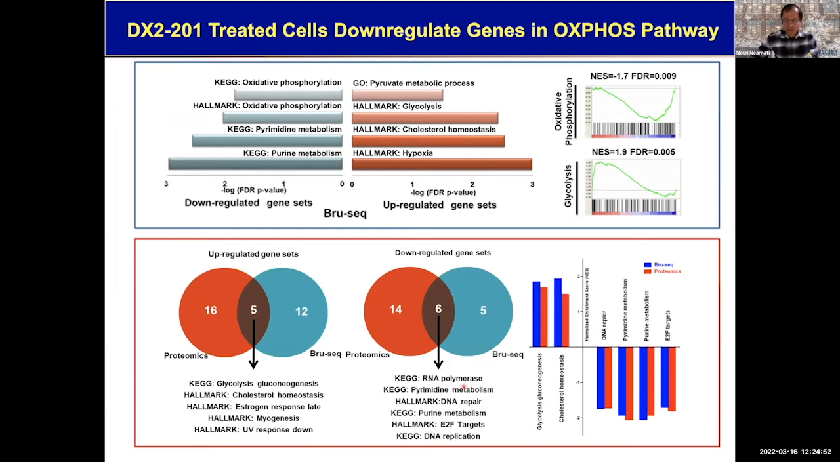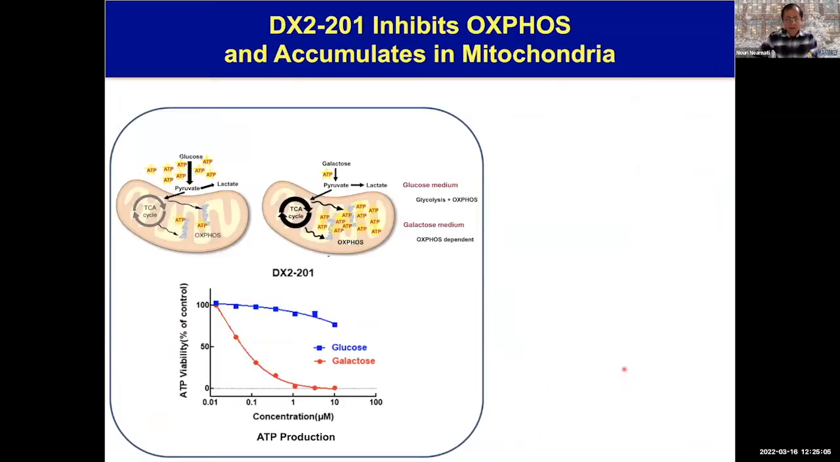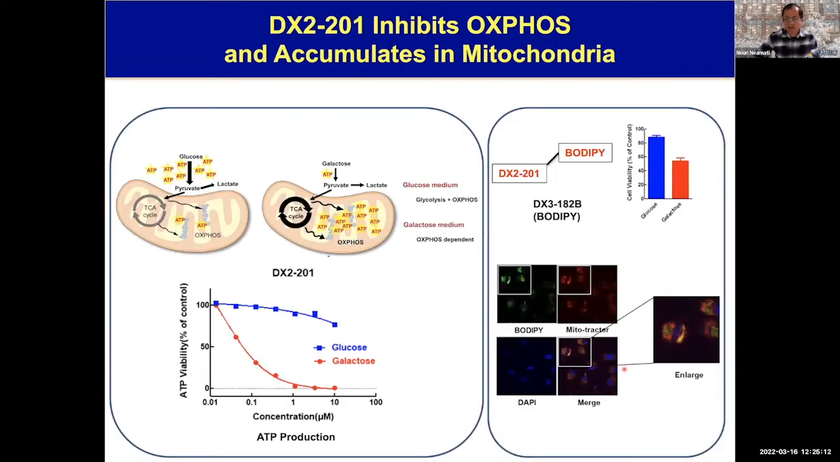Specifically, I would like to bring your attention to this set of genes that are implicated in DNA repair and pyrimidine and purine biosynthesis. All of these gene sets go down, and I will explain later what the significance of this is. To see exactly where the drug goes, we synthesized a fluorescent labeled analog of this compound. And then we can clearly show that it's localized in mitochondria, as we expected.